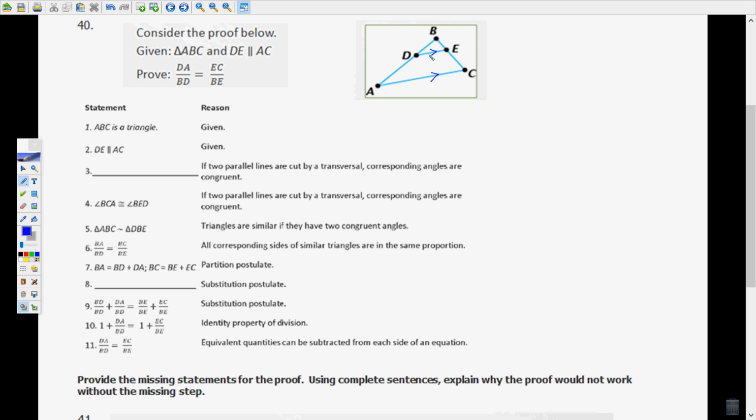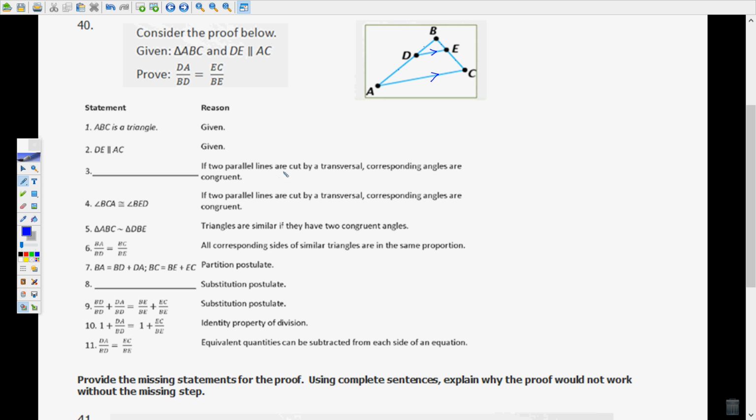So we're proving that when you have a triangle and you have a segment that comes across that triangle, not necessarily at the midpoint, so it's not a mid-segment, but it's parallel to that third side, that it cuts these sides proportionally. So there's a theorem about that, but we're just trying to prove that theorem. So ABC is a triangle. DE and AC are parallel. That's given.